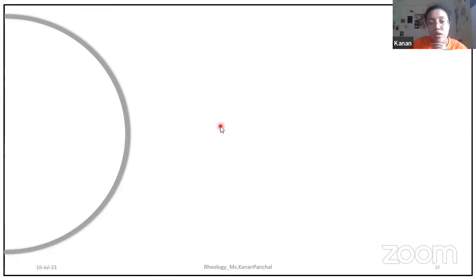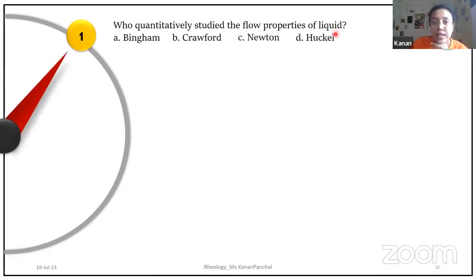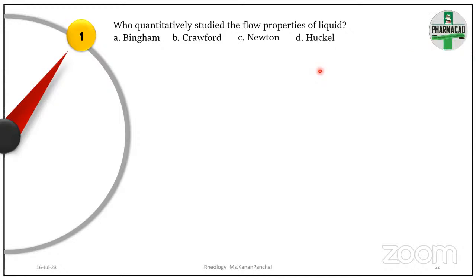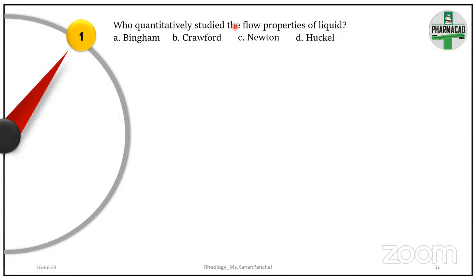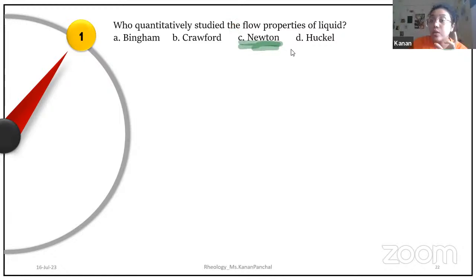Yes, ma'am. Okay. So can we solve a few MCQs, or are there any more doubts? Okay, I'm assuming no doubts. So first question. Who quantitatively studied the flow properties of liquid? Okay. Any other answer? C. C is the correct answer. Newton quantitatively studied the flow properties of liquid. That's why he could give the equations. Bingham and Crawford studied the phenomena of rheology. All right. Quantitative study of flow properties is by Newton.